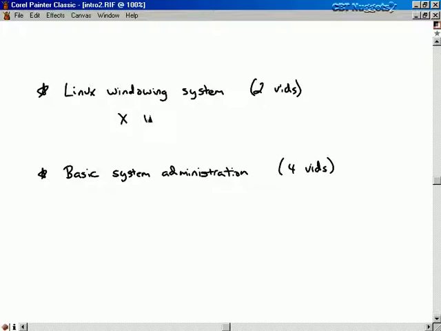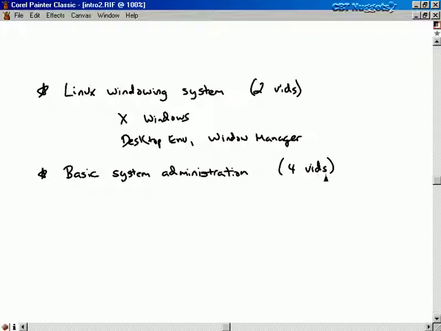We talk about X Windows, and we break down what the X Windows system is doing for us. And then we talk about the various desktop environments that come with Linux, things like GNOME and KDE. We also talk about the various window managers that come with Linux and their function in the whole windowing process. And then we talk about basic system administration.